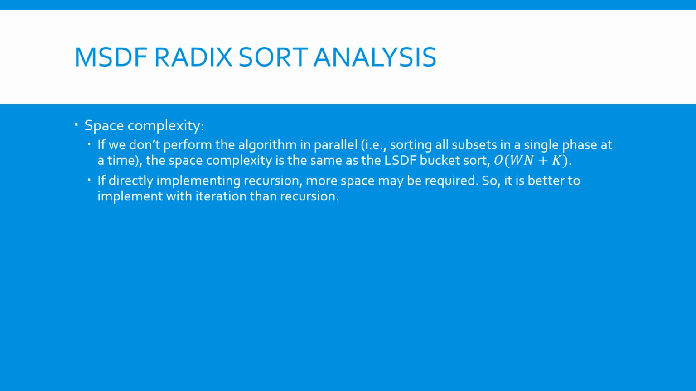For space complexity, we first assume that the algorithm is executed sequentially and not in parallel. In this case, we will be performing at most one bucket sort at a time, which requires O(N plus k) space. We also need to spend O(WN) space to store the input strings. The overall space complexity is thus O(WN plus k).